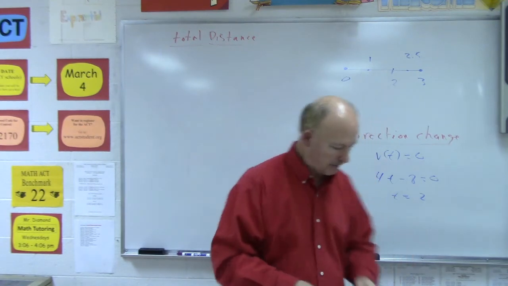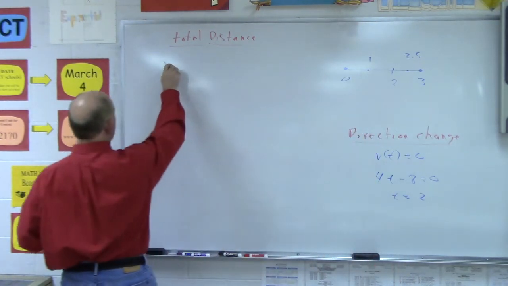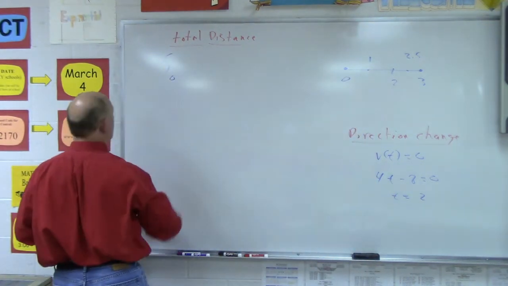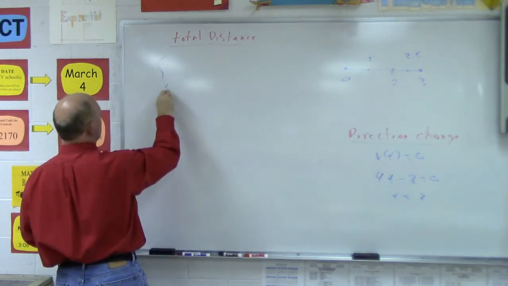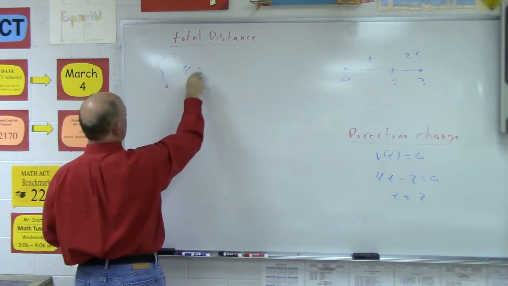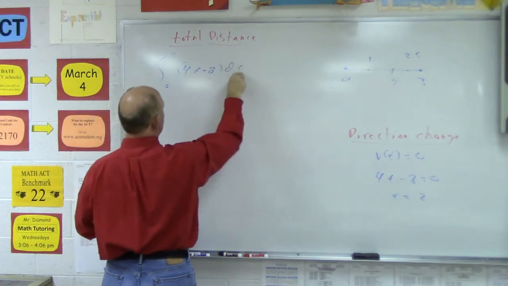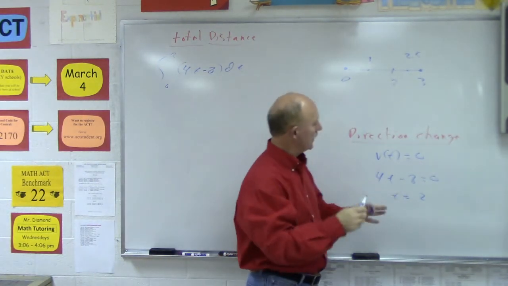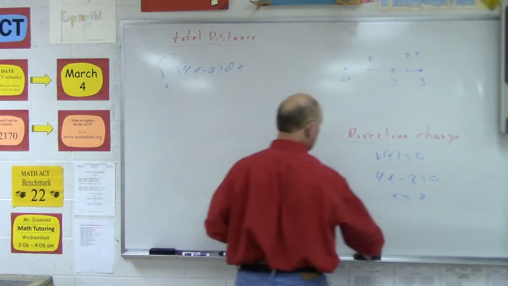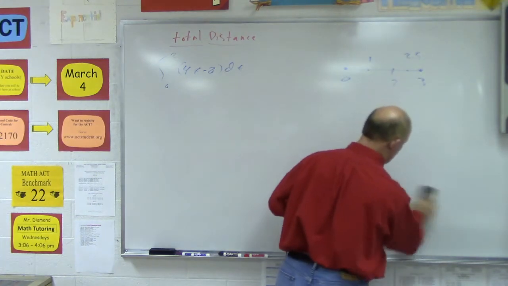All right, so to work this problem, we're going to integrate from 0 to 2, so we get our total distance. So from 0 to 2, the integral of 4t minus 8 dt. And I know it changed direction at 2. Now I don't know if it went to the left or to the right, but it did change direction at 2.